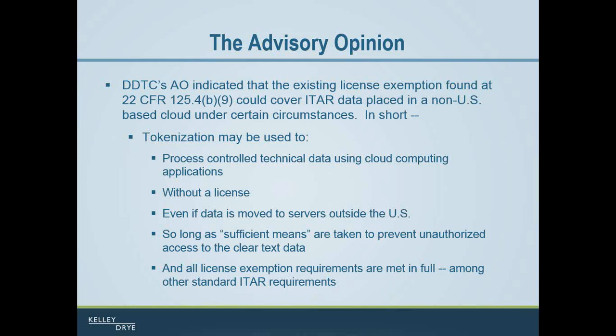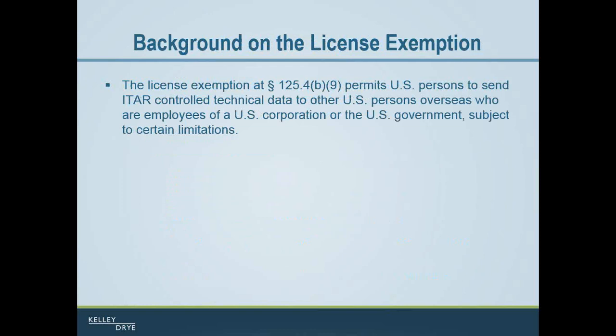And on the next slide, we'll talk a little bit about what this license exception means. There's actually a drawing that I put up here to explain as we go along. The license exception, its traditional use was to allow U.S. persons to send controlled technical data to other U.S. persons overseas who are employees of either a U.S. company or the U.S. government, subject to certain restrictions. And the picture illustrates the traditional use here.